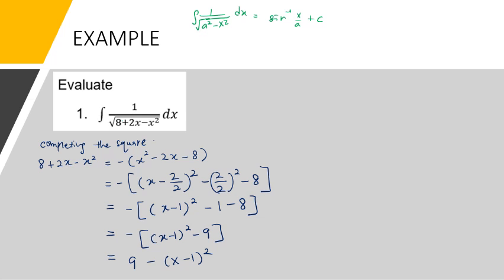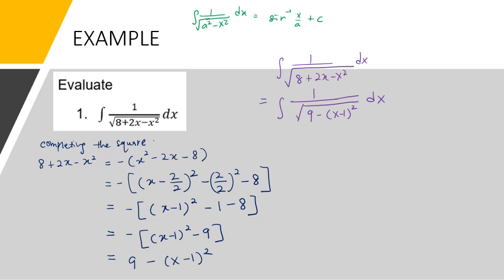Okay. So our question is integration of 1 over square root of 8 plus 2x minus x square dx. So sama dengan integrate 1 over square root, jangan tinggal square root, selalu ada orang tertinggal. So 9 minus x minus 1 square dx.